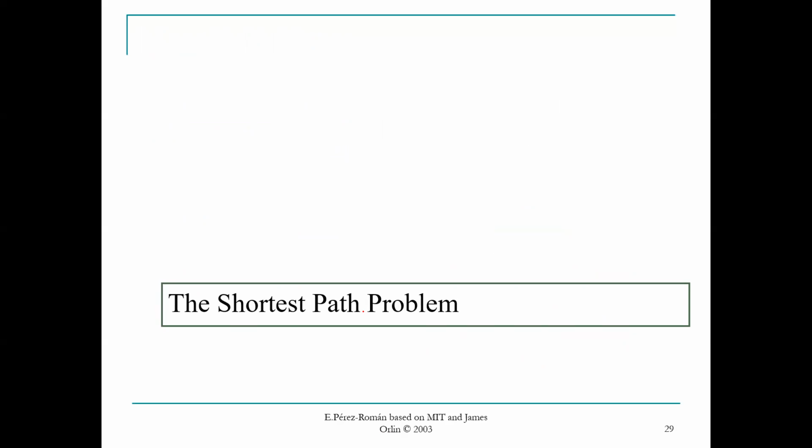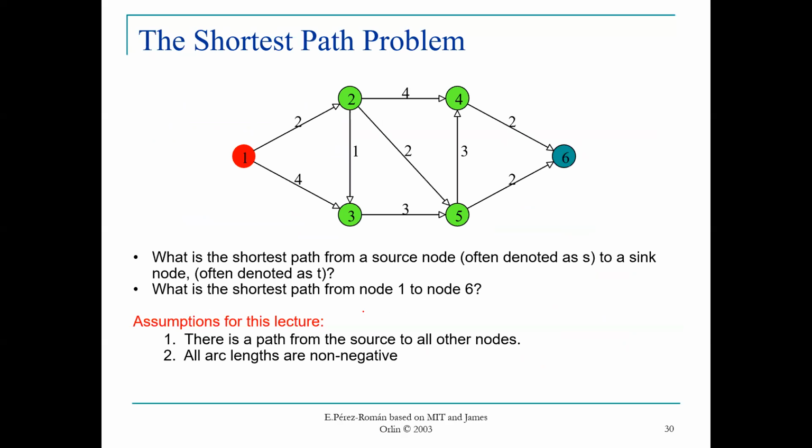Now let's look at one application, which is called the shortest path problem, and I have an example here. We have a network with nodes and arcs, and we have a source node, in this case node number 1, and we have a sink node, which is node number 6. The question that we need to answer is: what is the shortest path from a source node, often denoted as S, to a sink node, often denoted as T? What is the shortest path from node 1 to node 6?